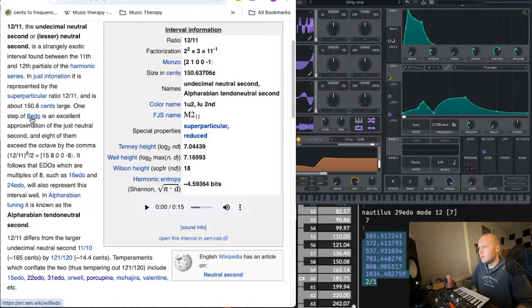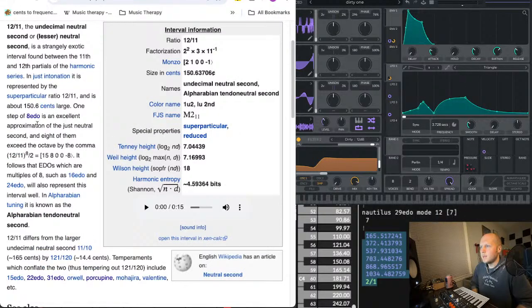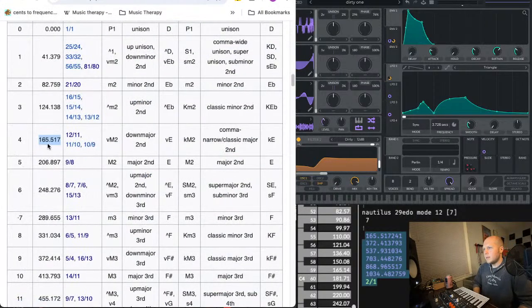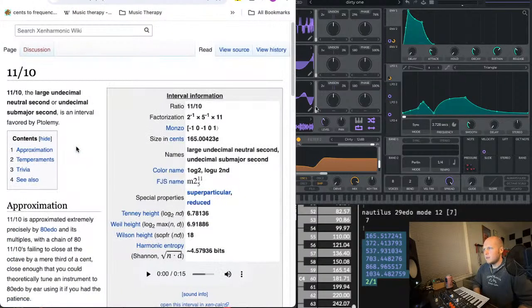Why is that? Oh, each one is 150. Okay, that makes sense. So one step of 8 EDO is 150 cents. So this is not really that close to 165. We're 15 cents sharp of that.